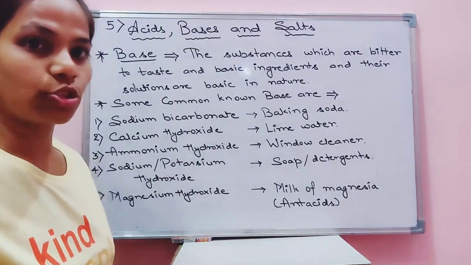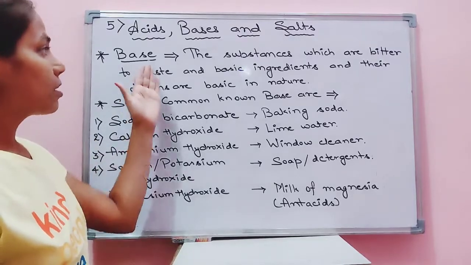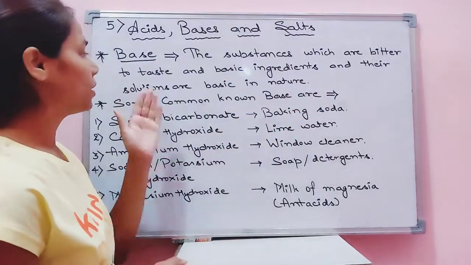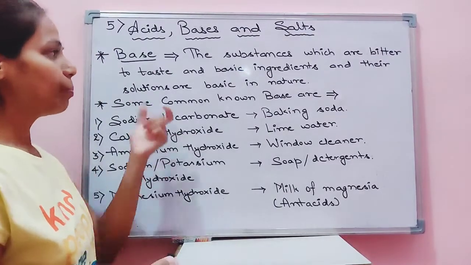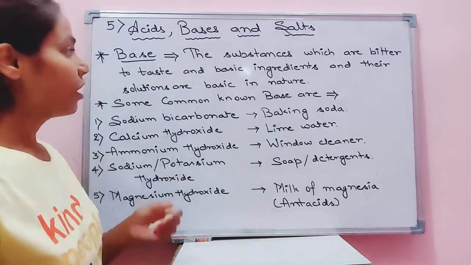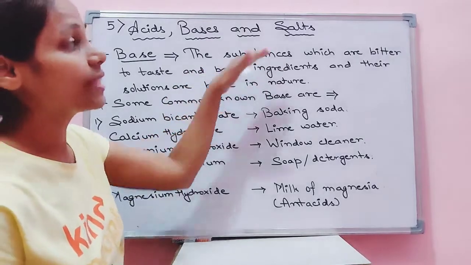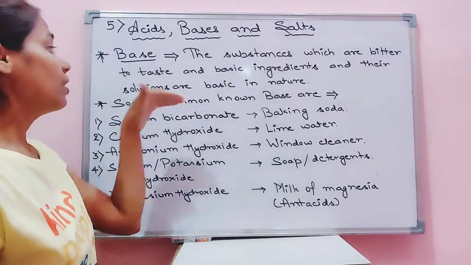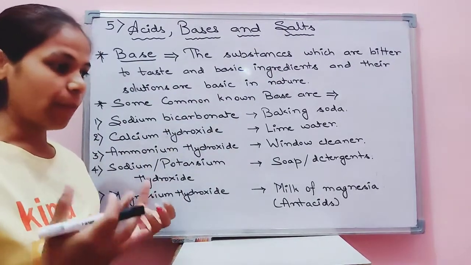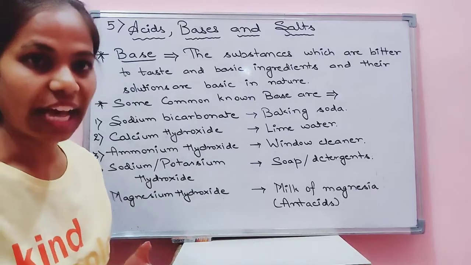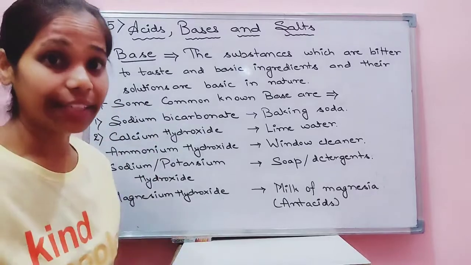Let's have a look at the next topic, children. Base. What are bases, children? Bases are those substances which are bitter in taste. This is one of the properties that you find in the basic substances, that it is bitter in taste. It contains basic ingredients and their solutions are basic in nature. Children, mainly those components which are having basic content, fine, they are found to be bitter in taste.